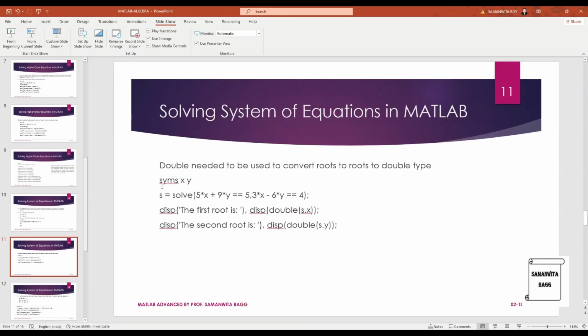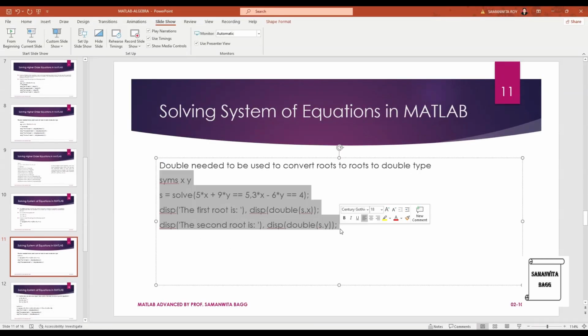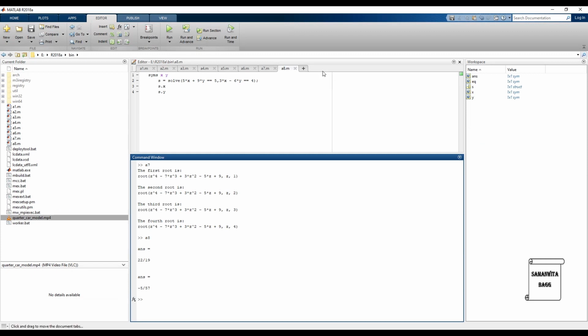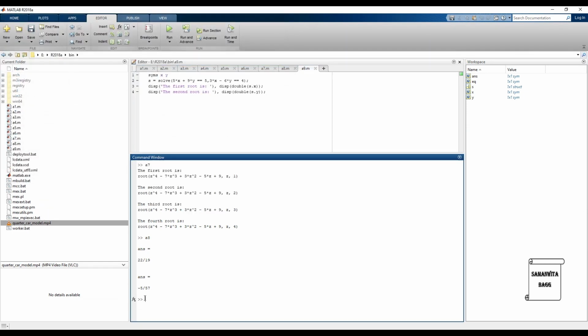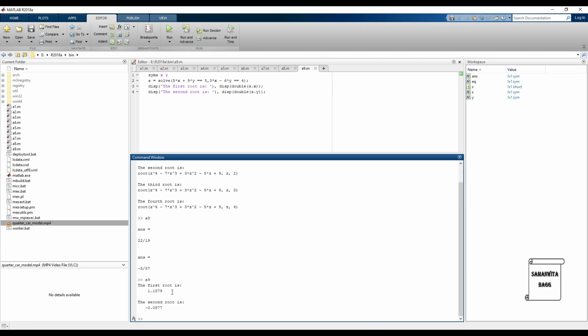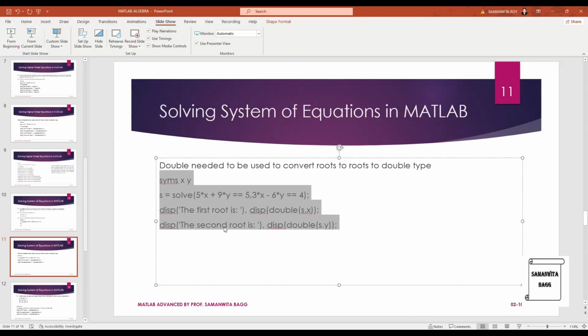So I will save this once again as A9. Let's run A9. You can see here the first root is 1.1579 and the second root is minus 0.0877. So that's when you want to get the decimal value and not the fraction one.